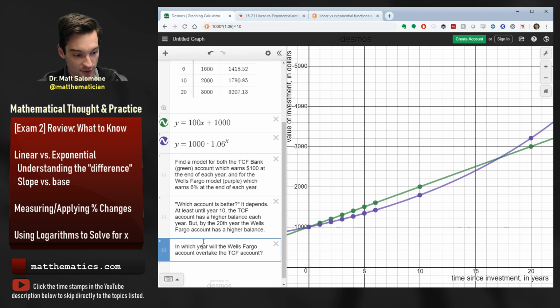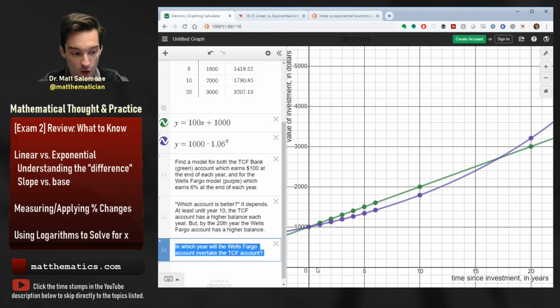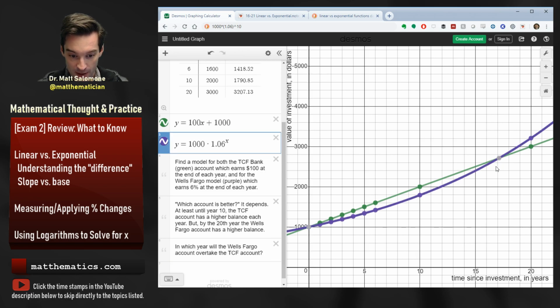So let's come back to this question. In which year does the Wells Fargo account overtake the TCF account? That year we can find in the graph as being the point at which these two graphs intersect. A decent graphing calculator, or Desmos, which is one of the most decent graphing calculators available, can estimate a value for this. So 17.126. But of course, we'd like to be able to do this with algebra. That's our ultimate goal. Unfortunately for us, we actually don't have the algebraic tools in our course to find where these two models intersect one another.